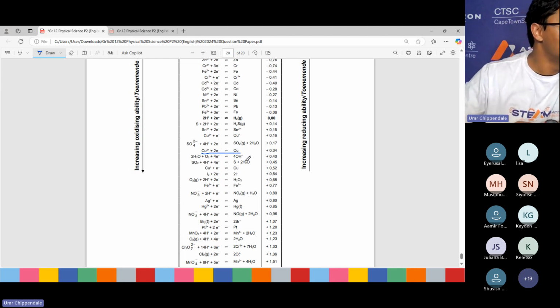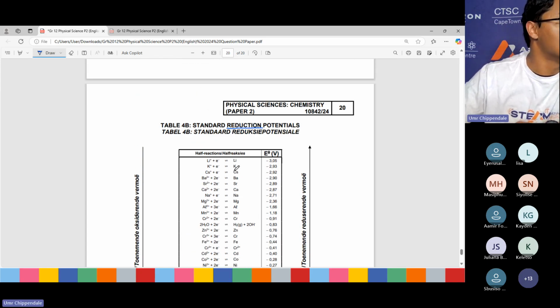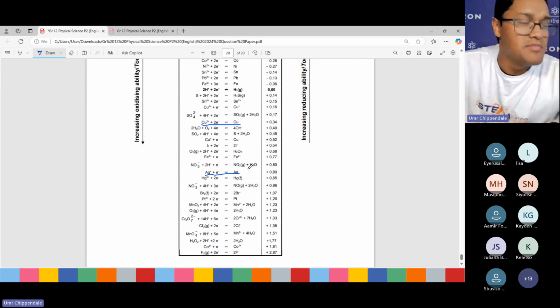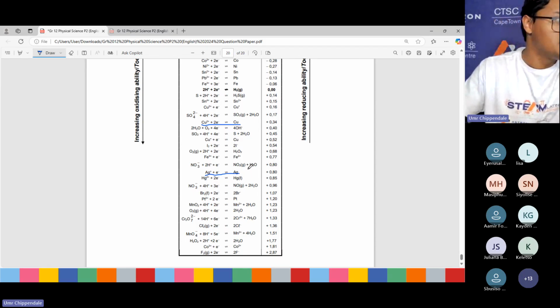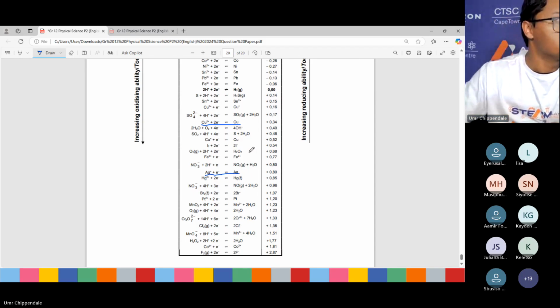The other one was our Ag+. Here it is. We make sure always using the correct table. This was the correct table, 4B. Remember, you could use either one. When I say correct table, I just mean the one that you are used to using. Don't swap between the two.